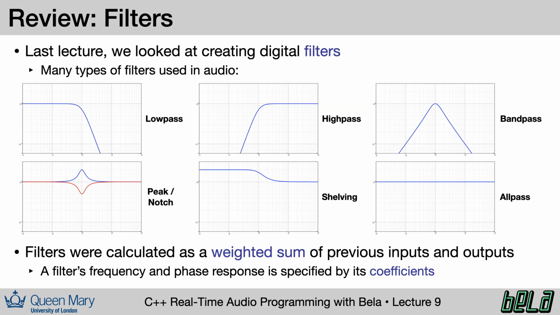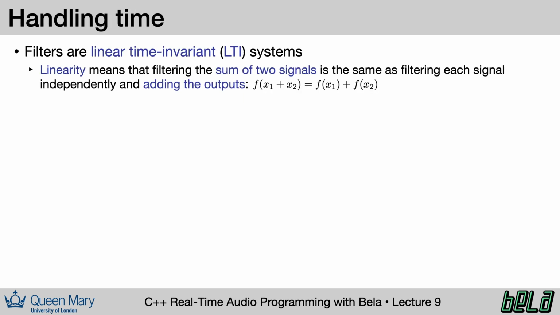The previous lecture in this series looked at how to implement digital filters in real time, and we saw that there were a number of different types of filters that are regularly used in audio. What they all had in common is that they were calculated as a weighted sum of the previous input and output samples. The weights were called the coefficients, and the values of those coefficients determined what kind of filter that we had. As we discussed last time, filters are typically linear time-invariant systems.